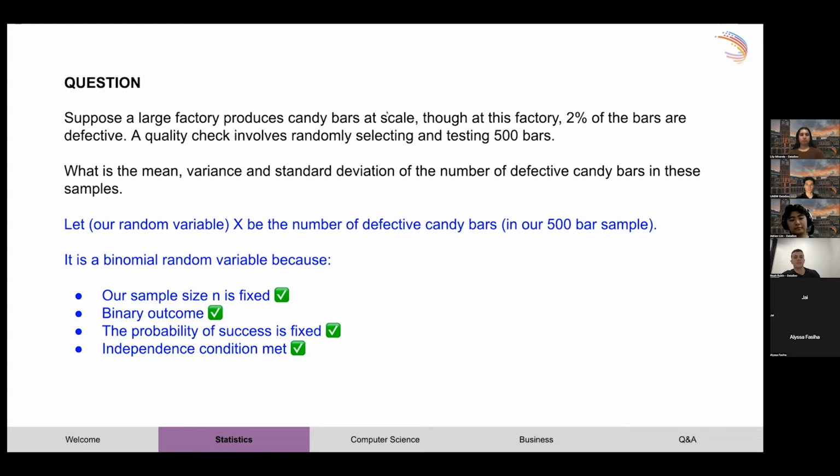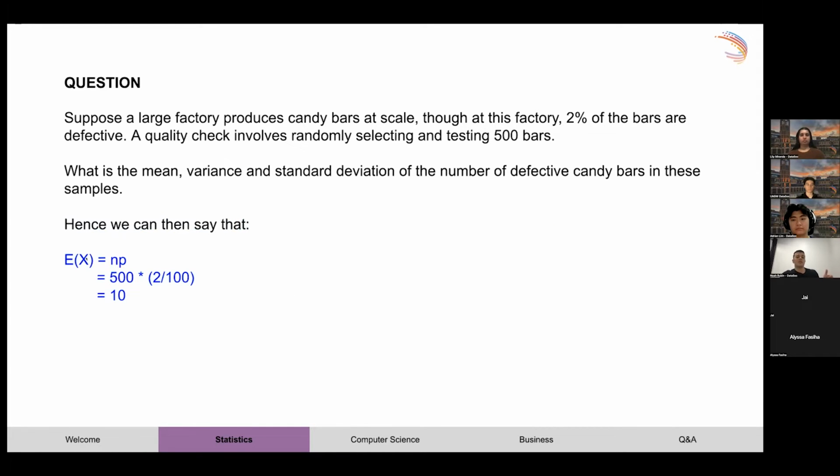Suppose a large factory produces candy bars at scale. At this factory, 2% of the bars are defective. A quality check involves randomly selecting and testing 500 bars. What is the mean, variance, and standard deviation of the number of defective bars in these samples? So what I've done here is clearly define what our random variable x is. It is the number of defective candy bars. We know it's a binomial random variable because it fits these 4 criteria. And so once we know it's a binomial random variable, we can apply all the formulas that apply to the binomial distribution.